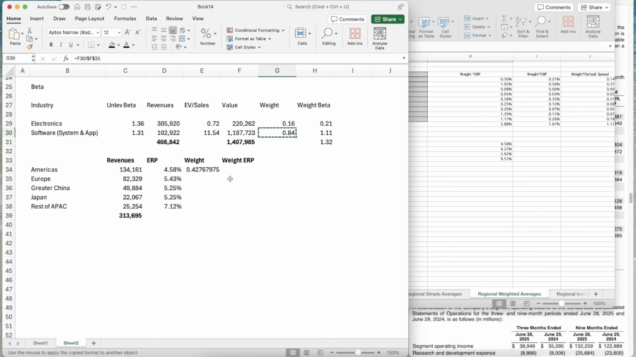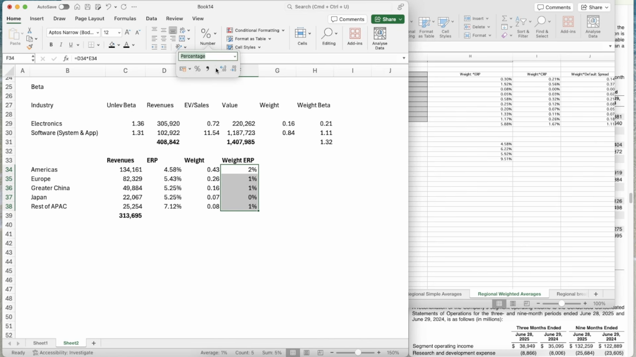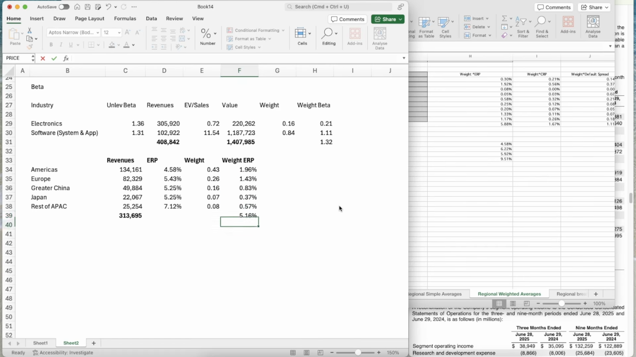Some of these things are a bit hard to explain. It's better just to show, and then it can be quite easy to pick up. Let's just make sure this equals 1. Yeah, equals 1. So the weight of this ERP is, pull that down. This needs to be a percentage though. There we go. Equals sum, 5.16. See, that's different to the 4.61% we would have got if we just used a US risk premium.